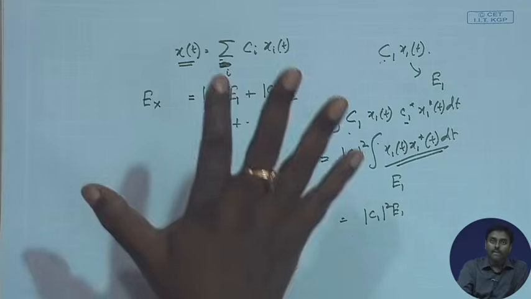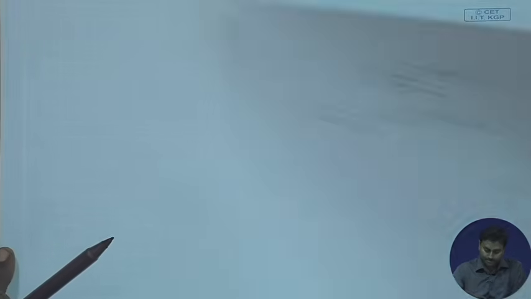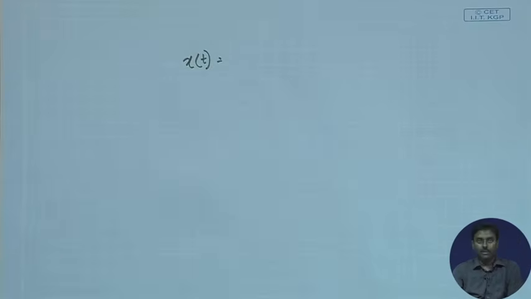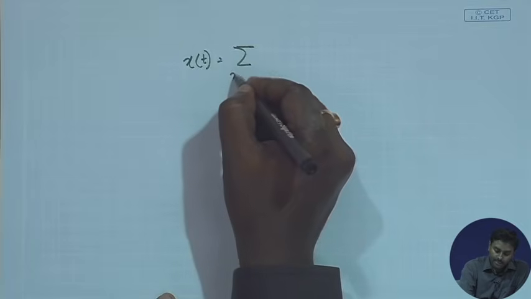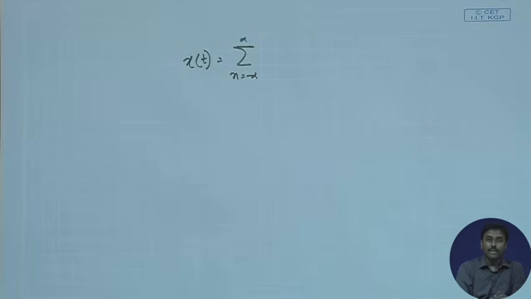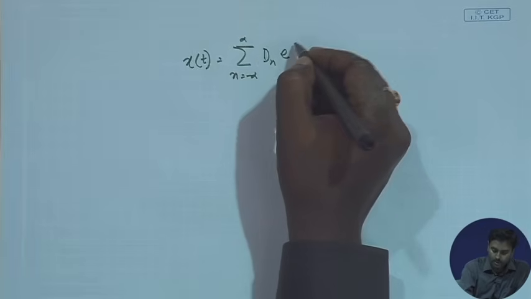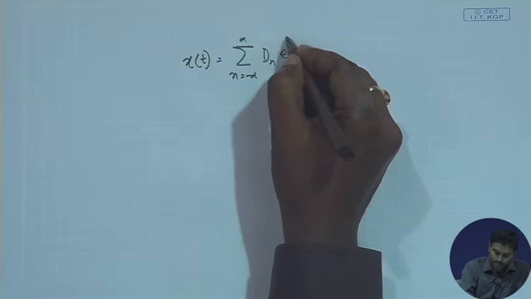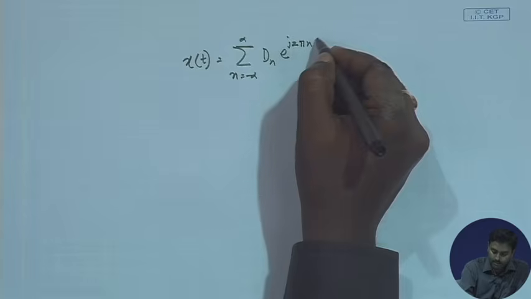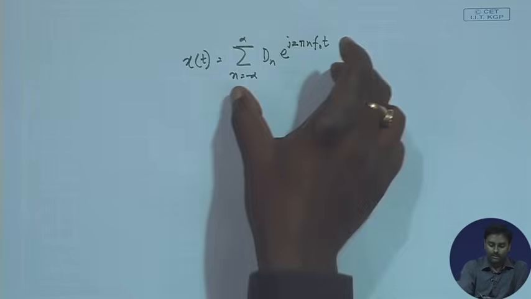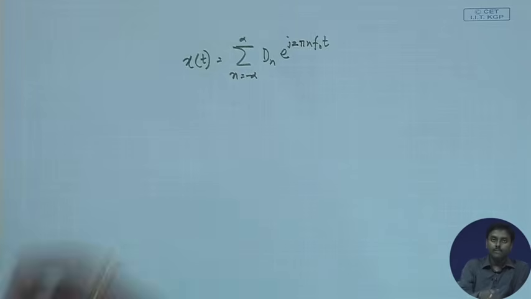Now, let us apply this to Fourier series. Let us see what happens. In Fourier series, any signal x(t), a periodic signal of course, is represented as the sum from n equal to minus infinity to plus infinity of dn e to the power plus j 2 pi n f0 t. We are taking the exponential Fourier series formula. That is the representation, we have already seen that, and dn must be evaluated as done by Fourier series.